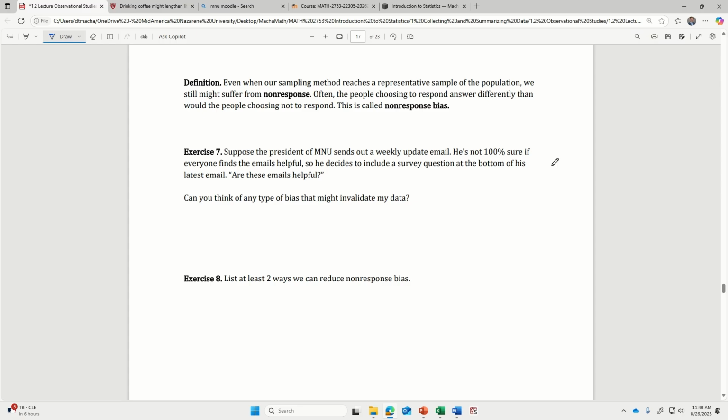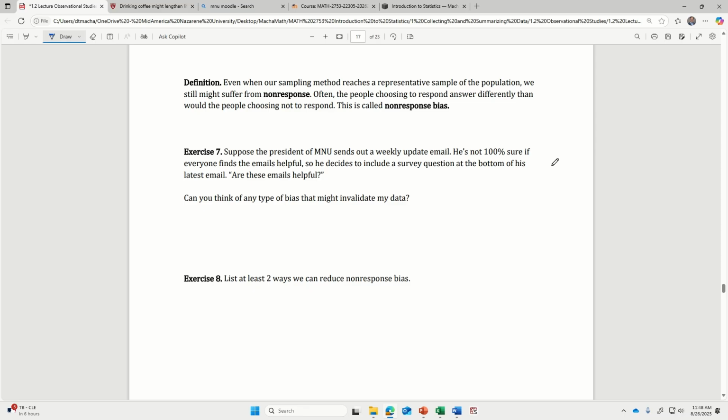Okay? So the president of MNU, he has everybody's email address, right? So he can email all of us. There's no deficiency in his sampling technique if he wants to reach out to every single one of us. But if he sends out a weekly email update and he includes the survey at the bottom of the update, and his survey says, are these weekly email updates helpful to you? He's reaching all of us. This is not sampling bias.